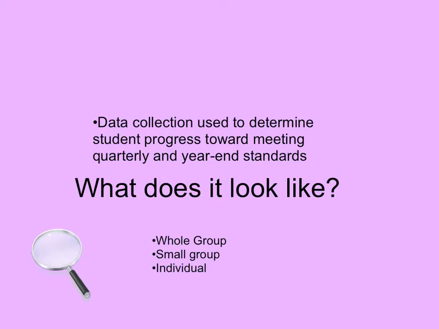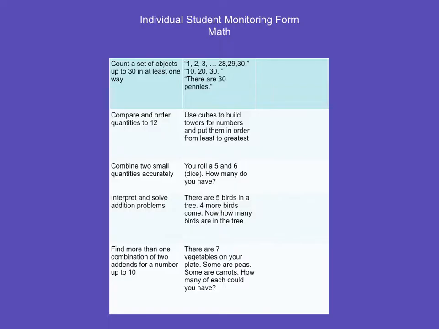Data collection is used to determine the student progress toward meeting quarterly and end-year standards. That data is collected whole group, small group, and with individual attention. This is just an example of a student monitoring form for math. On the left column, the first one, we have the objective, what we want them to do. In the middle is what we're going to say to them or the question that they're going to be answering, and on the third column is where the teacher makes their monitoring notes.